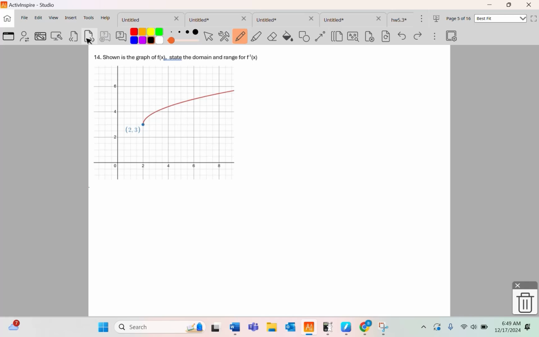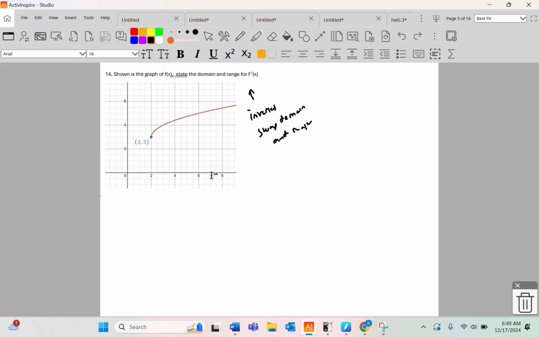Shown as the graph of f of x, state the domain and range for the inverse of f of x. And again, inverses swap domain and range. So I guess I should switch over to typing since my hands are so shaky. All right, so we talk about f of x.